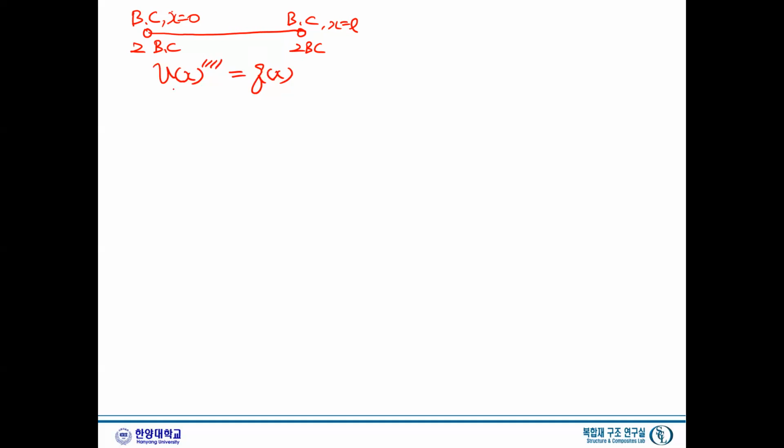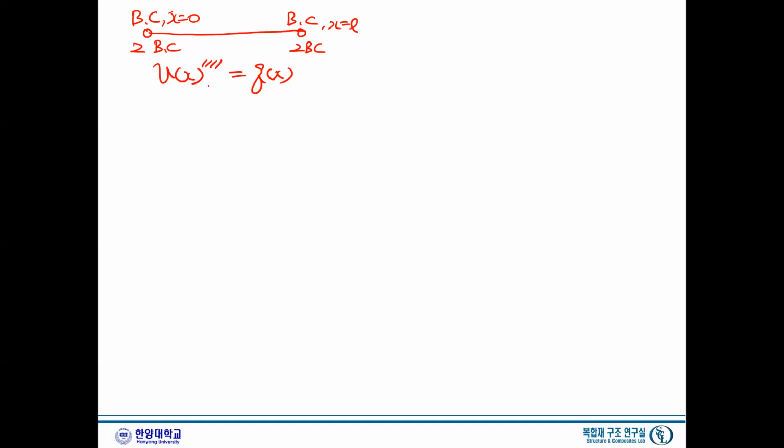Now how to solve for v(x) with the fourth derivative? That's simply a very simple differential equation. I'm sure you already know about this differential equation, but let's try to remind ourselves of these procedures. Let's say we have this kind of problem and try to solve it. What will be the first step?